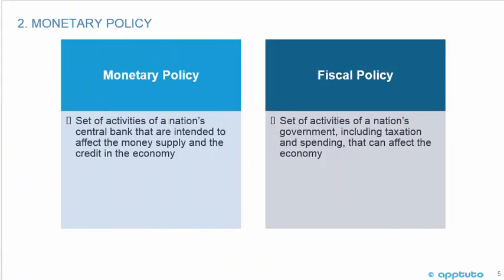So we'll just finish this LOS with one last slide. It's just a summary. Again, monetary policy is a set of activities of a nation's central bank that are intended to affect the money supply and the credit in the economy. And fiscal policy is a set of activities of a nation's government, including taxation and spending, that can affect the economy. And that's the last slide for this LOS.